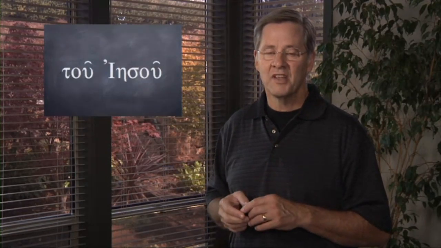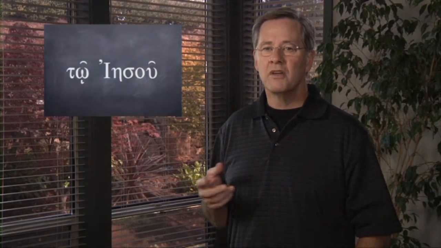Well, the nice thing about names is that they're almost always preceded by an article, and the article will be declined. In other words, if you see tou Iesou, the tou is telling you Iesou is genitive. If you see to Iesou, then you know that Iesou is dative because the article is telling. See, I told you that article is your friend, right? All right. So that's what partially declined words are.